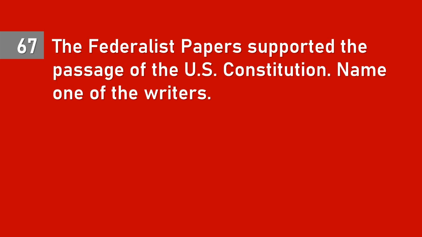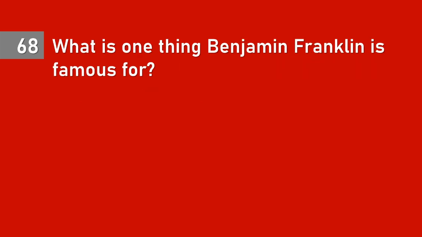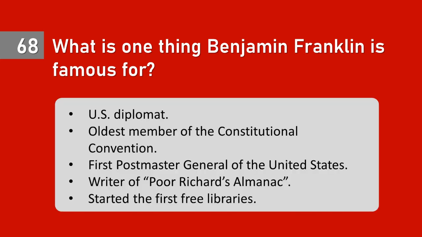Question 67. The Federalist Papers supported the passage of the U.S. Constitution. Name one of the writers. James Madison, Alexander Hamilton, John Jay, Publius. Question 68. What is one thing Benjamin Franklin is famous for? U.S. diplomat, oldest member of the Constitutional Convention, first Postmaster General of the United States, writer of Poor Richard's Almanac, started the first free libraries.